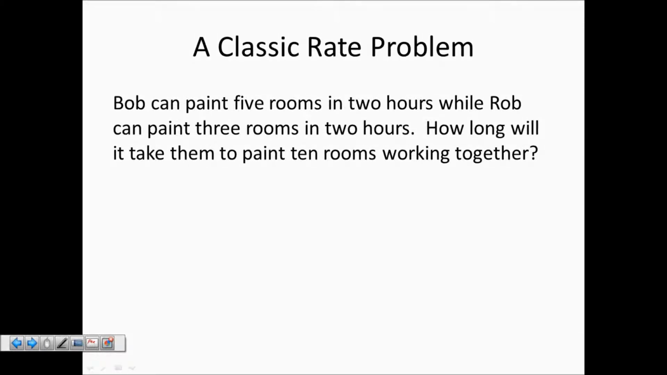Now, this is a rate problem, which means that I want to write a rate for both Bob and Rob and add those two rates together. So Bob can paint 5 rooms in 2 hours. So I put basically the number of rooms divided by the time that it takes him to paint those rooms. So it's always the jobs divided by the time to create this rate. So Bob can paint 5 rooms in 2 hours. Rob can paint 3 rooms in 2 hours.